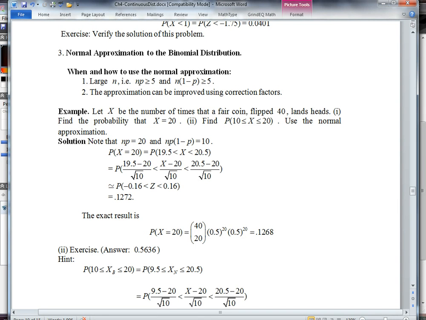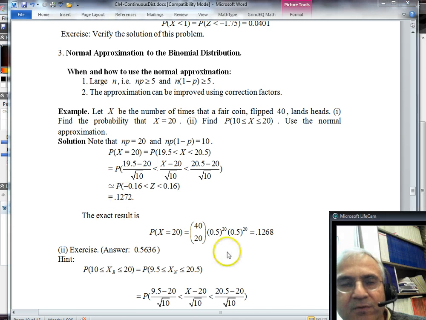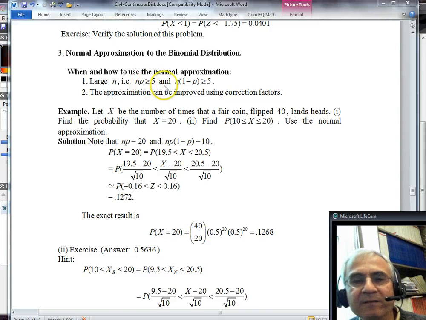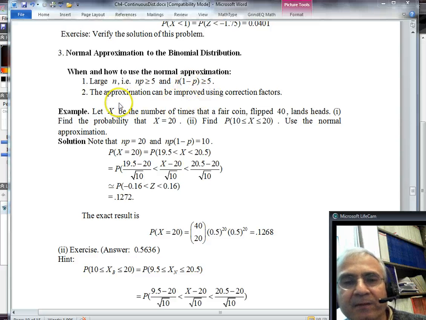Yeah, and this lecture will talk about the normal approximation to the binomial distribution, and this works well if n is large, which means np greater or equal to 5 and n times (1 minus p), or nq, greater or equal to 5. And we can make improvements by using the correction factors. So I want to explain this through an example.